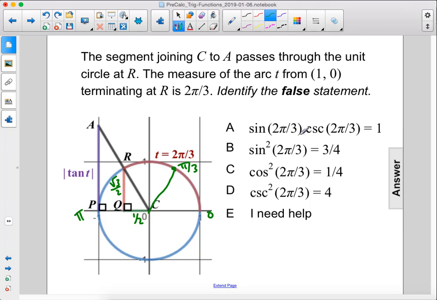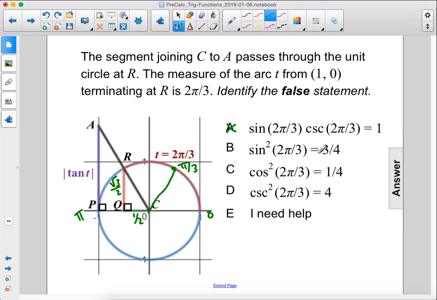So let's see what we have here. Sine of 2 pi over 3 times cosecant of 2 pi over 3 equals 1. Well, that's true for any value of t here, because this is an identity. They cancel each other out. So they're reciprocals of each other, so this is true.